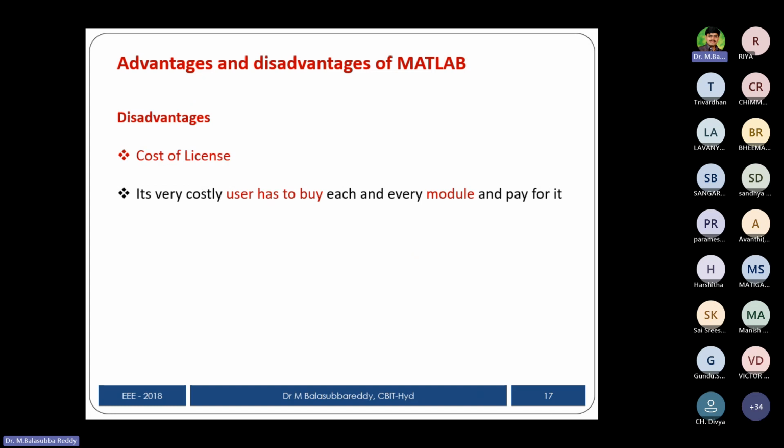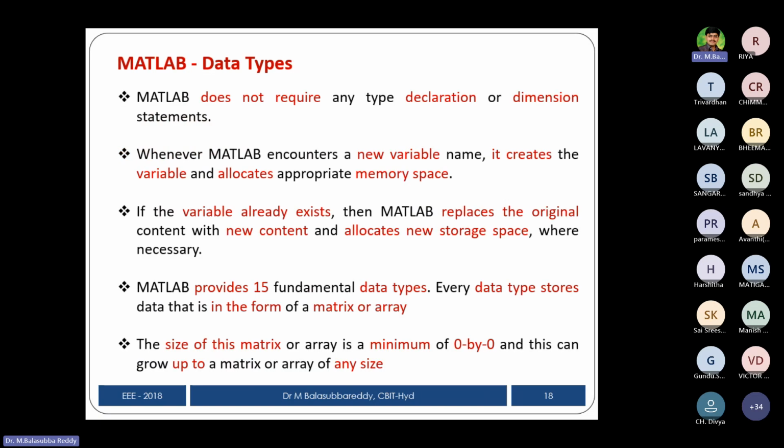So that is the advantage, but there is only one disadvantage here: the cost of the license. It is very costly. An individual cannot afford that; only institutions and companies use it. The second thing is not that much, it is modular, but anyhow there are also small student versions, though it is a little bit costly. It will take some space on the PC, but nowadays that is also not much of a drawback. So the major drawback is the cost. That is the only thing. And data types are there, which do not require any declaration.